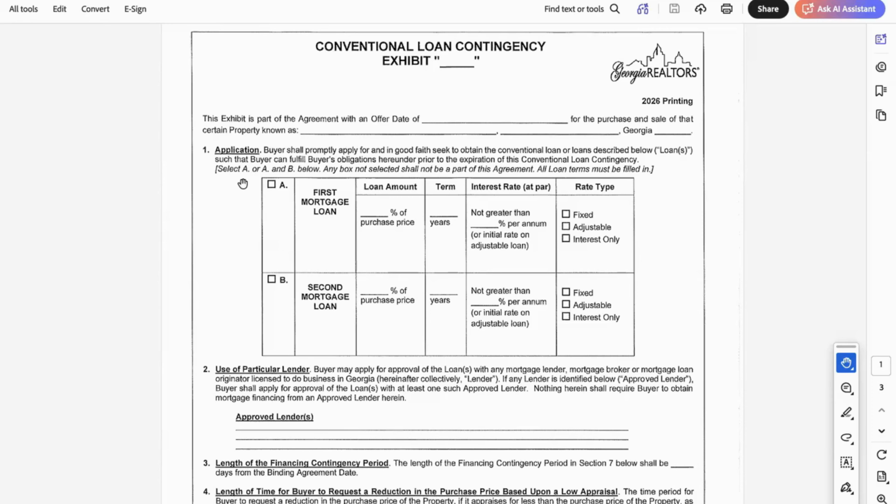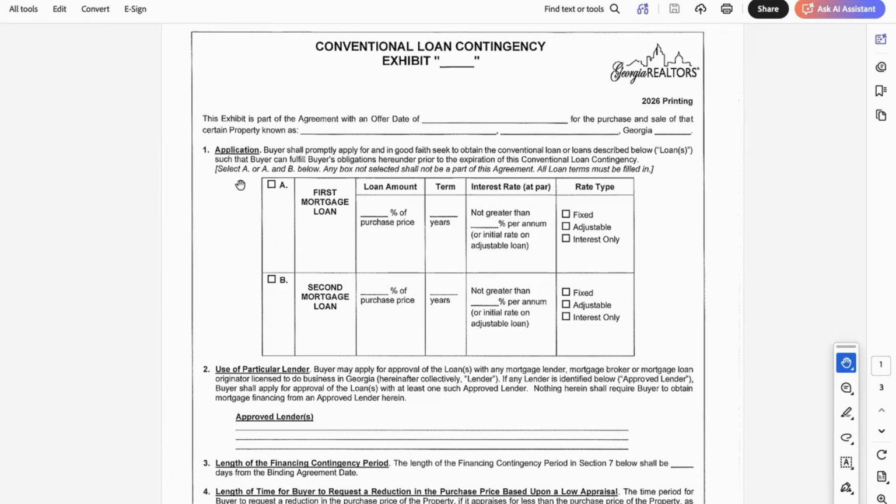Buyer's obligation. Buyer must promptly apply for the loan. Act in good faith, seek to obtain the loan described, and do so before the financing contingency expires. Good faith means buyer must genuinely attempt to qualify and cooperate with the lender.